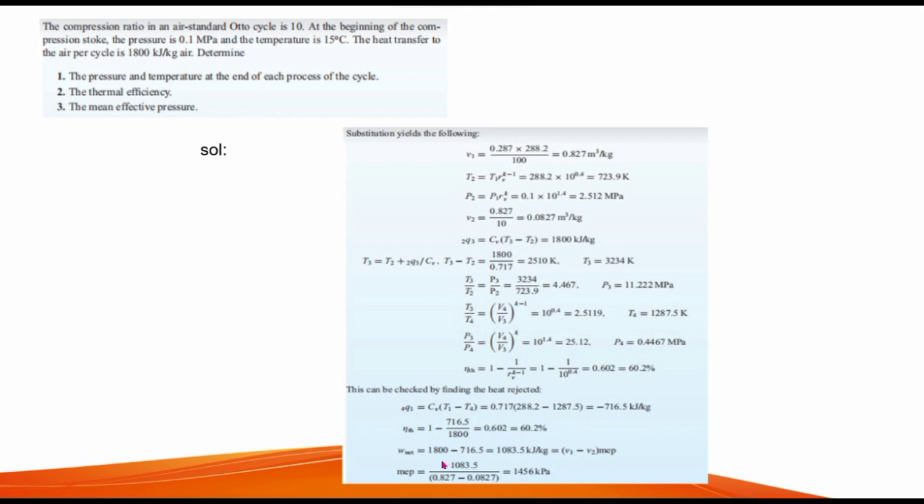Lastly, for our mean effective pressure, we have W net equals V1 minus V2 times mean effective pressure. So mean effective pressure is equal to 1083.5 over 0.827 minus 0.0827, which is equal to 1456.